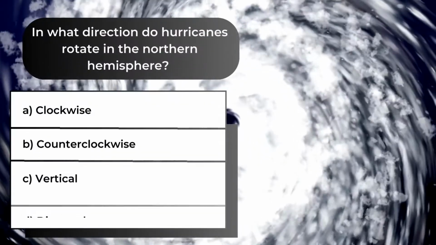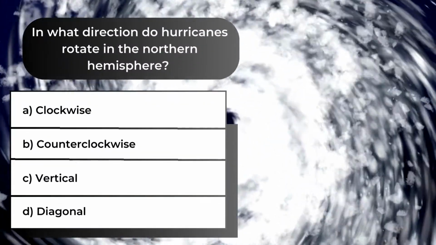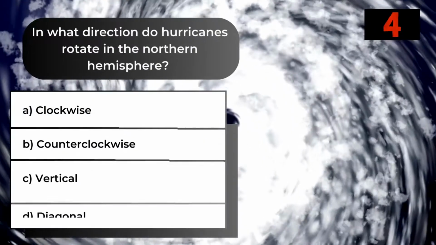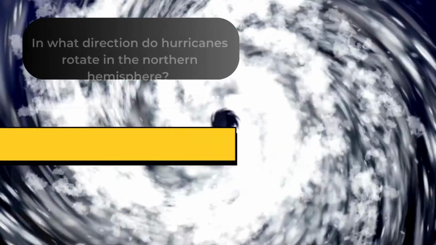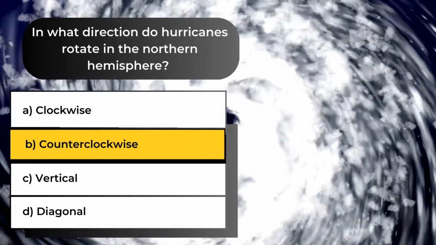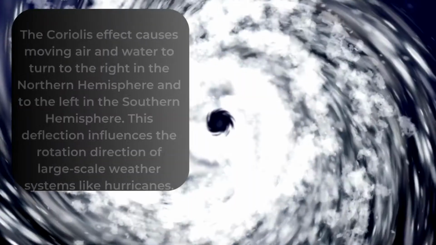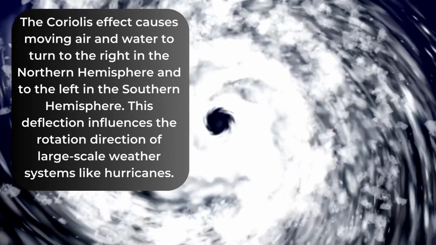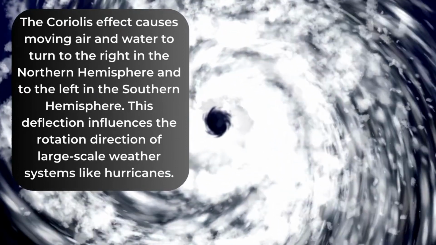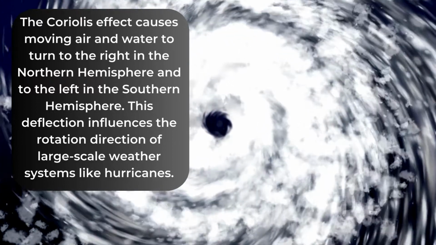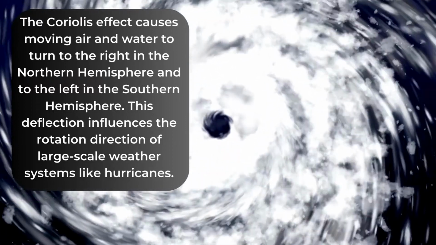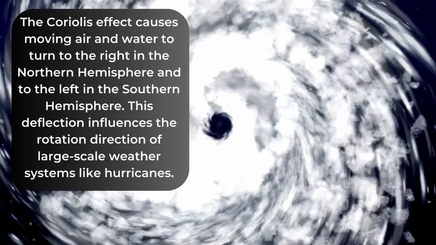In what direction do hurricanes rotate in the northern hemisphere? The answer is B. Counterclockwise. The Coriolis effect causes moving air and water to turn to the right in the northern hemisphere and to the left in the southern hemisphere. This deflection influences the rotation direction of large-scale weather systems like hurricanes.